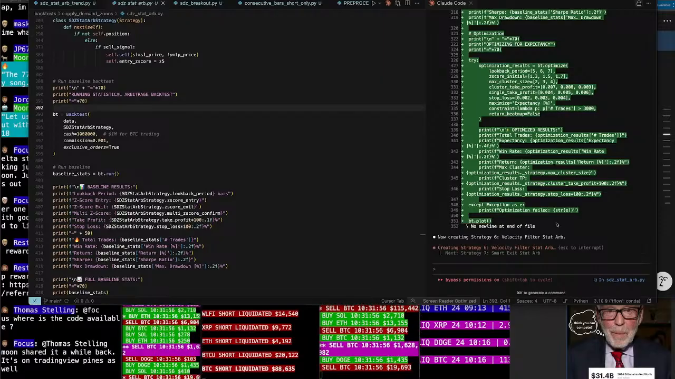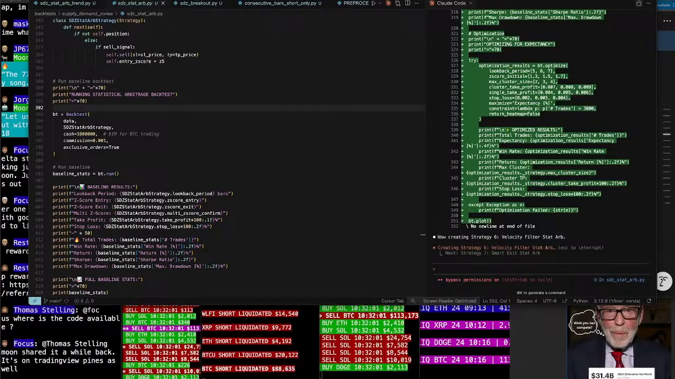So now it's creating strategy number 6 here, velocity filter stat arb. And I'm going to take a whiz.